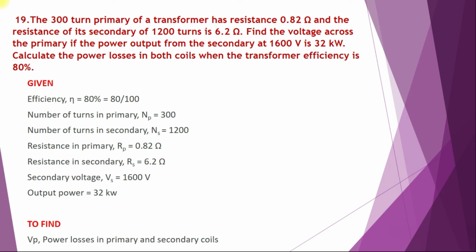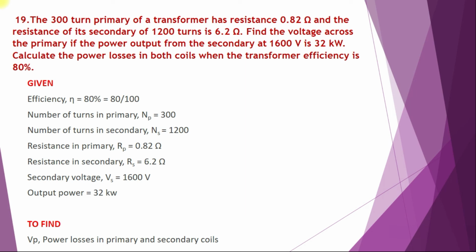So the given data is efficiency is equal to 80%, which is equal to 80 divided by 100. The number of turns in primary Np is 300. The number of turns in secondary Ns is equal to 1200. The resistance of the primary Rp is equal to 0.82 ohm.